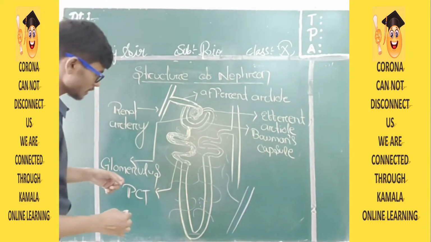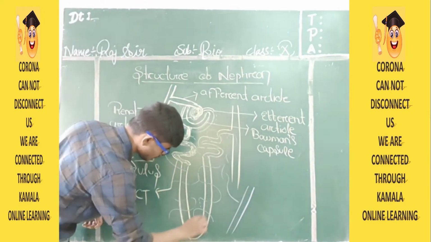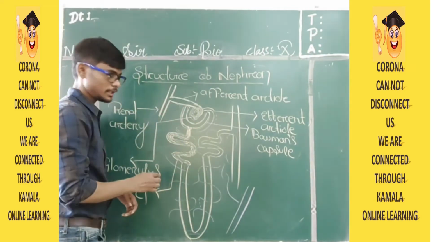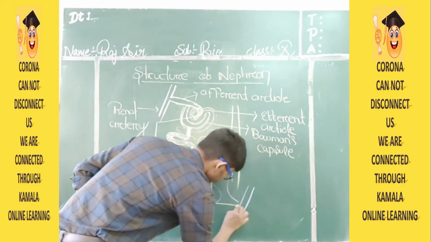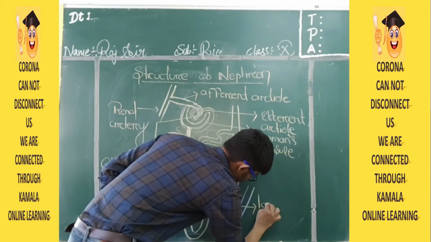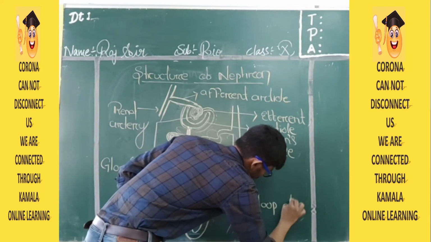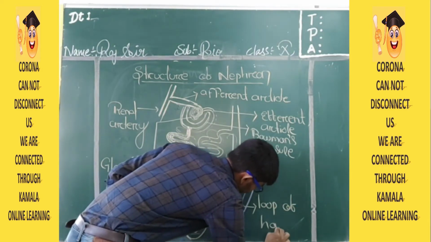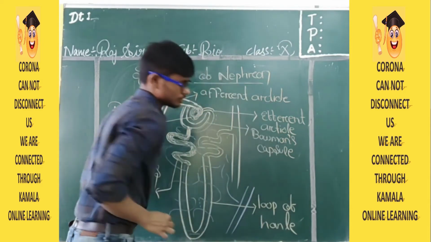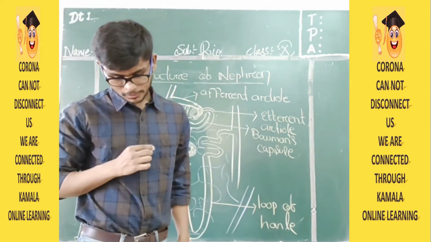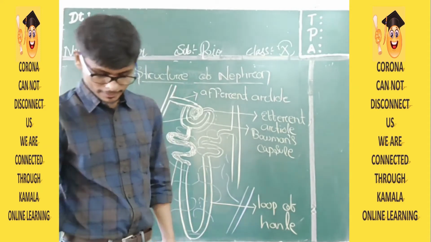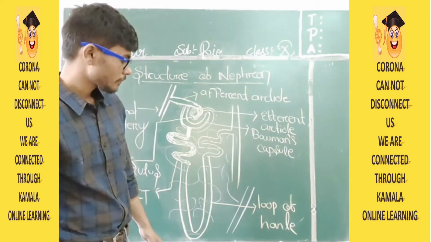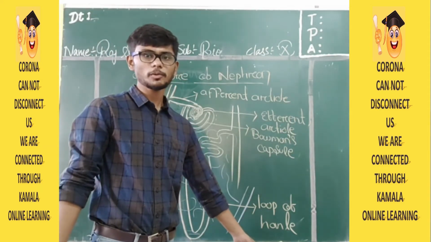Next is your U-shaped tube. You can see this one. This U-shaped tube is called the loop of Henle. Is that clear?